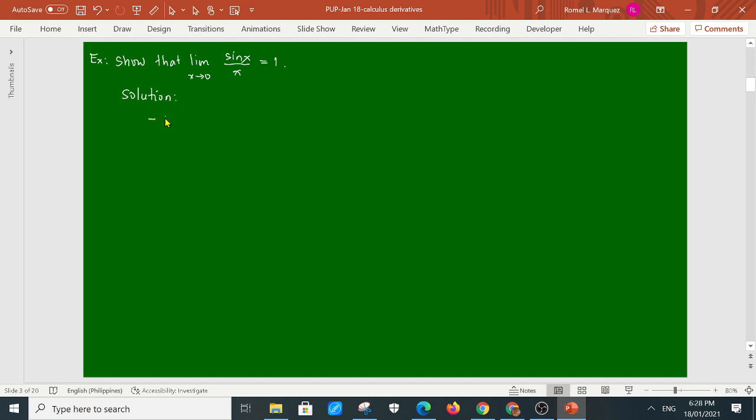From your algebra, trigo, or pre-calculus when you were in senior high, we know that the value of the sine function is between what? Negative 1 and 1. Do you believe, children, that every time I take the sine function value, it is always less than or equal to 1, but greater than or equal to negative 1? Okay, guys? Children?